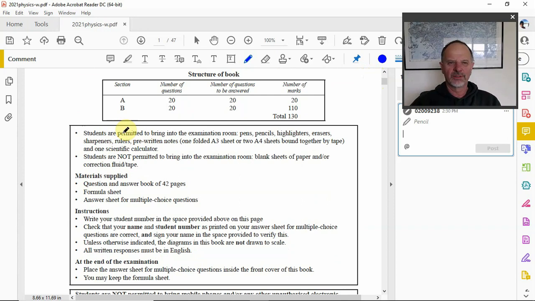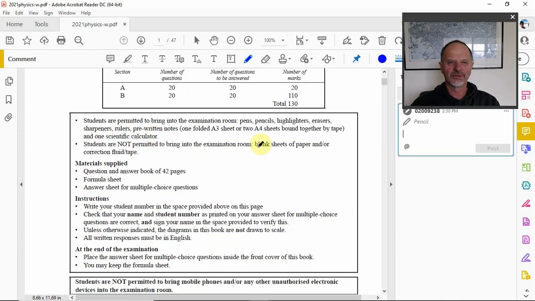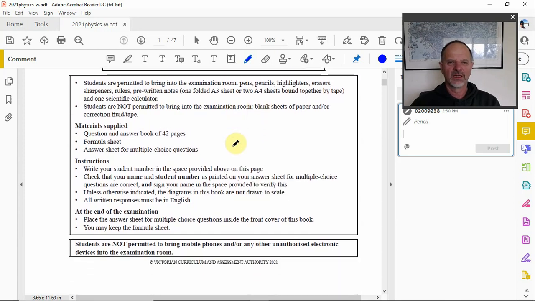I'll certainly bring a ruler, and if possible, a clear one that you can see through, because you will more than likely have to put a line of best fit in to some data. So make sure that, all right, that's about all I'm going to point out in that.